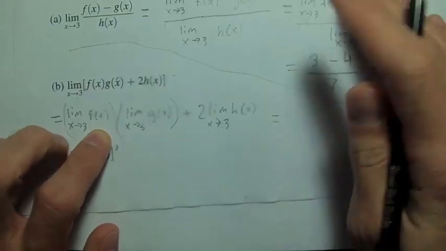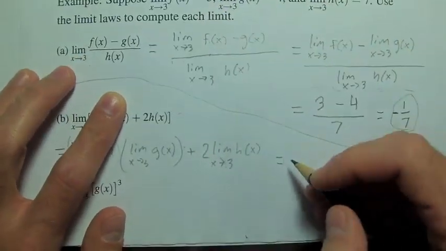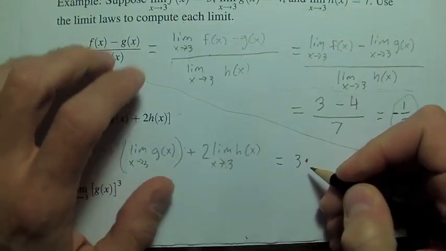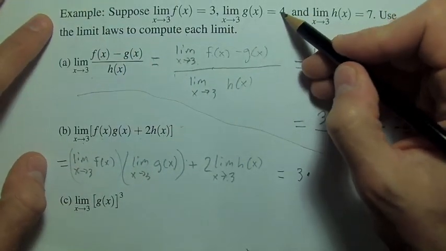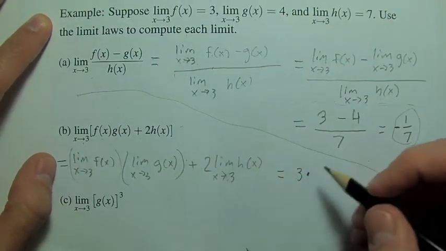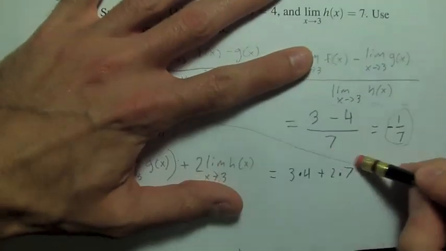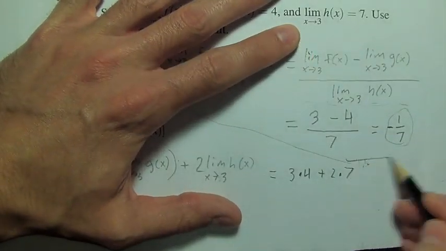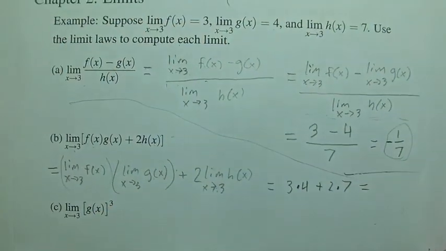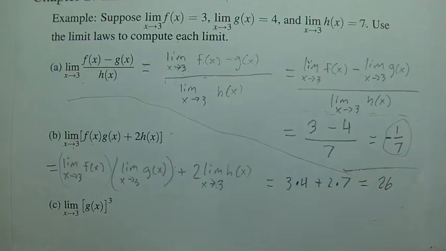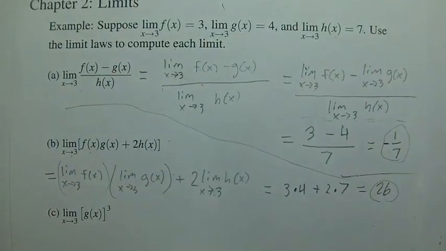Or you could actually just jump right to, right, this is going to be 3, because that's the limit as x goes to 3 of f of x, times 4, right, that's the limit as x goes to 3 of g of x, plus 2 times 7, which is the limit as x goes to 3 of h of x. Right. So when we calculate it out, 3 times 4 plus 2 times 7 ends up being 26. Hopefully, if my math is right.